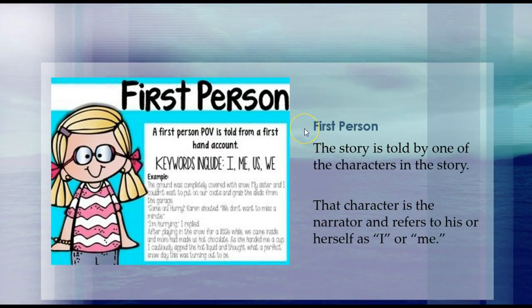First off is first person. This is where the story is told by one of the characters in the story. That character usually will refer to themselves as I or me, and that will give you a clue. So look for those types of pronouns, okay? Keywords would be I, me, us, we, basically giving examples of them being in the story.